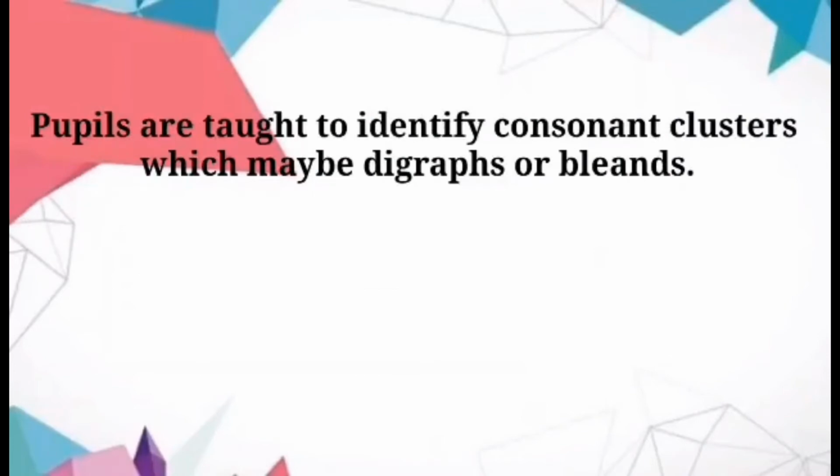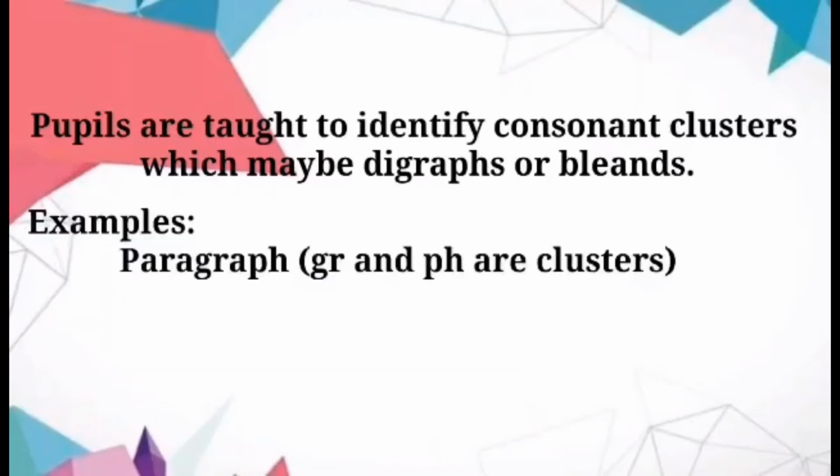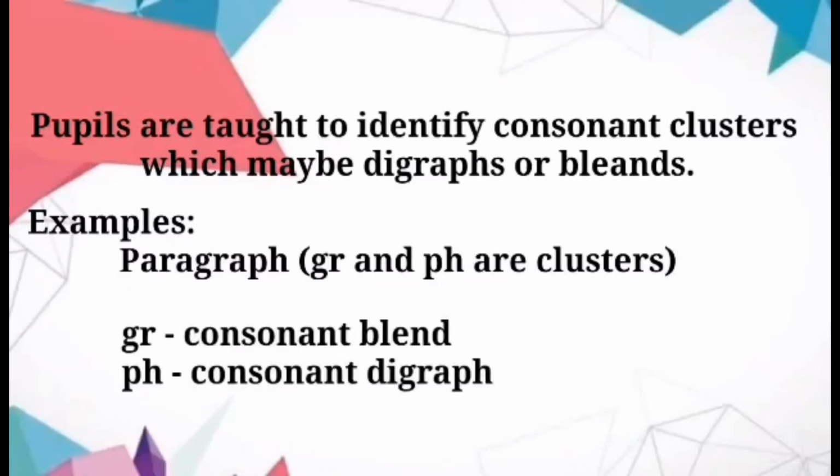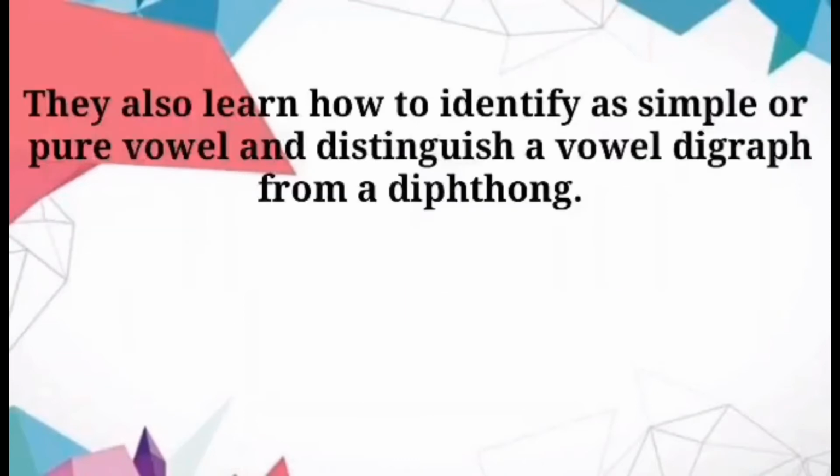Pupils are taught to identify consonant clusters, which may be digraphs or blends. For example, gr and ph are clusters. Gr is a consonant blend; both letters are sounded. Ph is a consonant digraph; ph is sounded as one F.